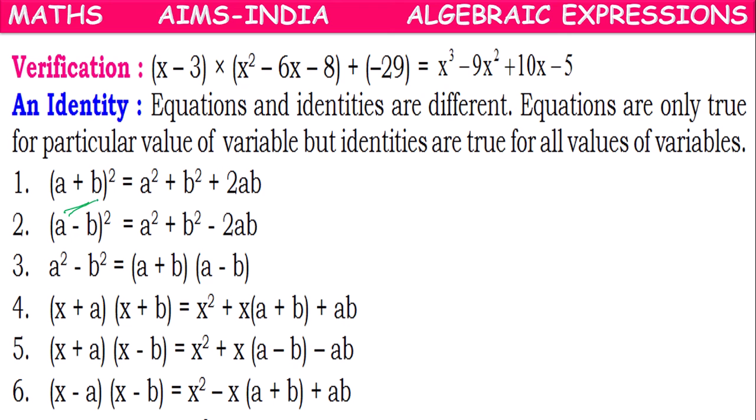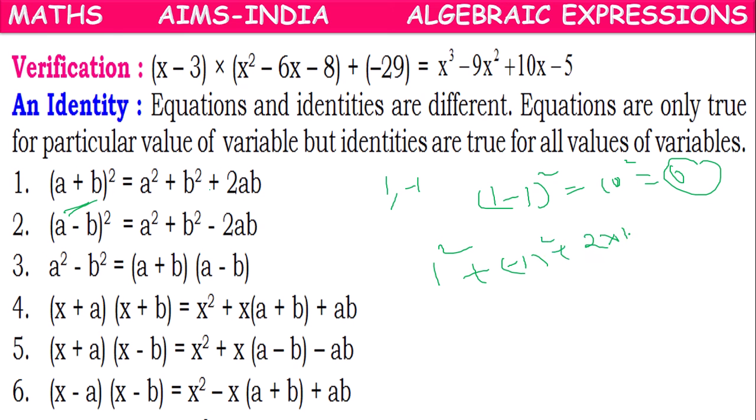Now let's take one minus value. Let's take 1 and minus 1. So (a plus b) whole square: 1 minus 1 whole square. 1 minus 1 means 0. 0 square is equal to 0. Left hand side 0. Right hand side: 1 square plus minus 1 whole square, minus 2 into 1 into minus 1.